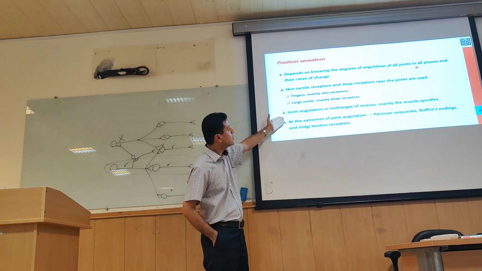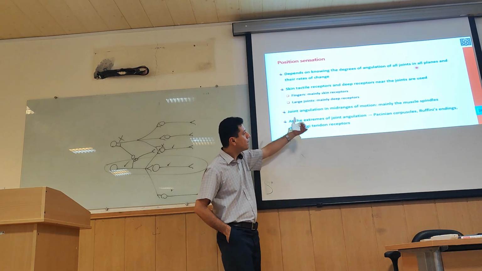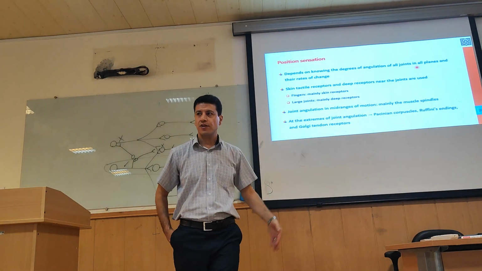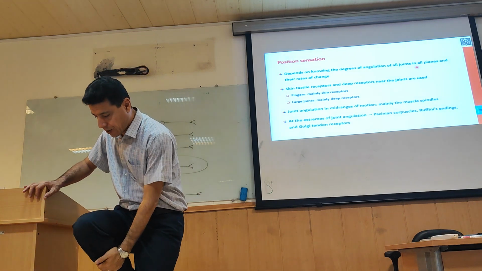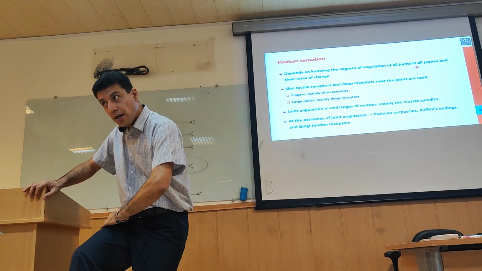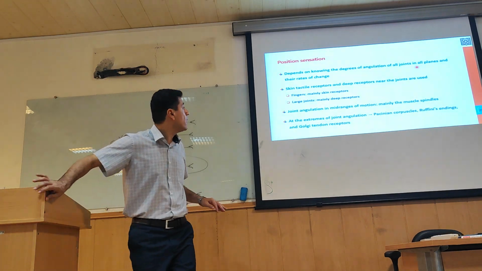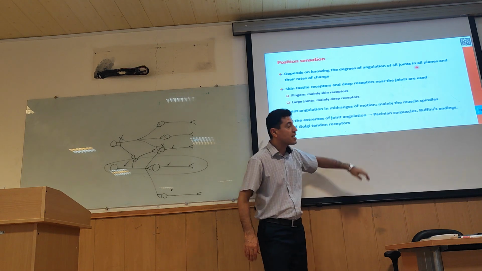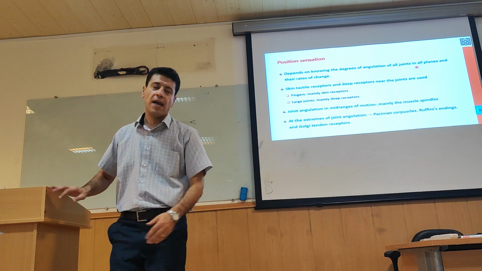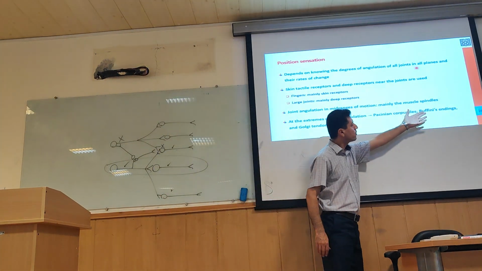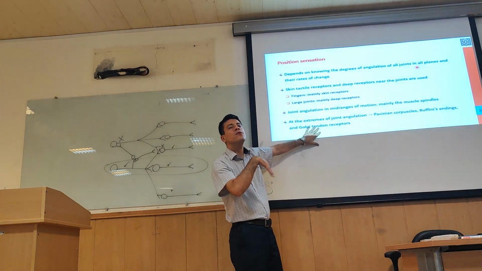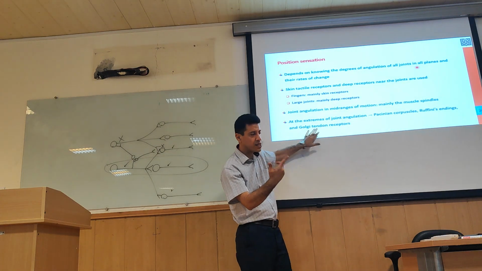So joint angulation in the mid-range of motion is mainly detected by muscle spindles, mid-range. For example, the knee can be bent totally or can be stretched. So, in the mid-range, muscle spindles are more important. But at the extremes of joint angulation, when you bend it totally or you stretch, okay? Then Pacinian corpuscles, Ruffini endings, and Golgi tendon receptors are more important. So we use different types of receptors for position sensation.